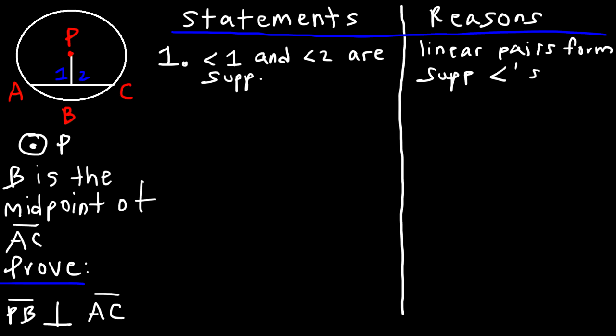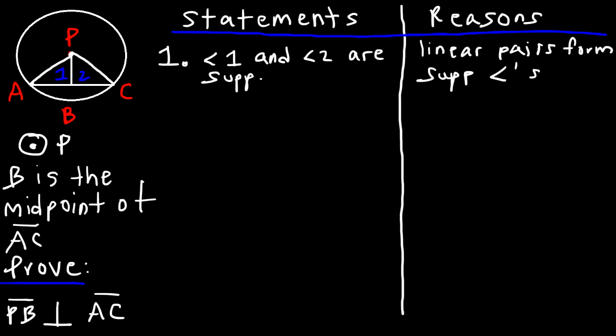Okay, so now what can we do next? In order to prove that angle 1 is congruent to angle 2, we need to prove that two triangles are congruent. And we can say angle 1 is equal to angle 2 using CPCTC. But we've got to make two triangles. So let's make a segment between A and P, and a segment between P and C.